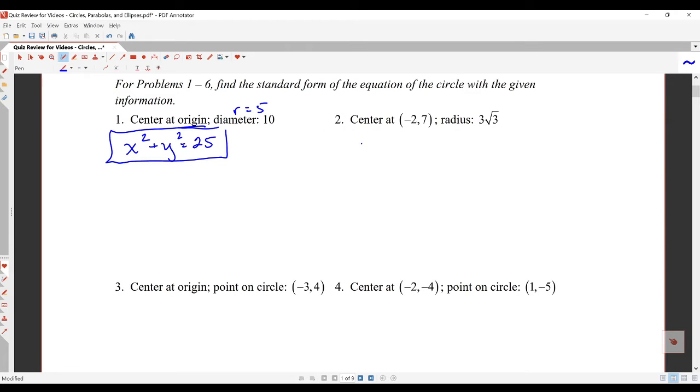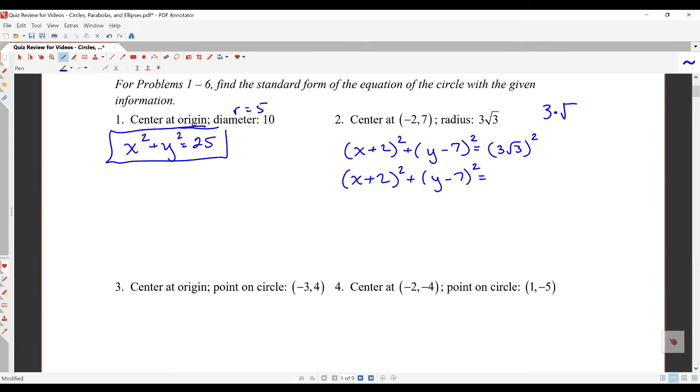As soon as the center is away from the origin, we know it has to be x minus -2 squared plus y minus 7 squared equals 3 radical 3 squared, or the radius squared. And we'll go ahead and leave the left side the same. On the right side, to square something means to multiply 3 times the square root of 3 by 3 times the square root of 3. So 3 times 3 is 9. Root 3 times root 3 is regular 3. 9 times 3 is 27.